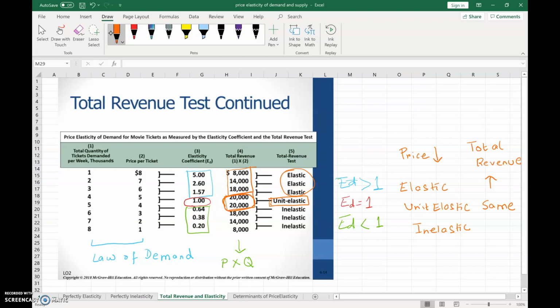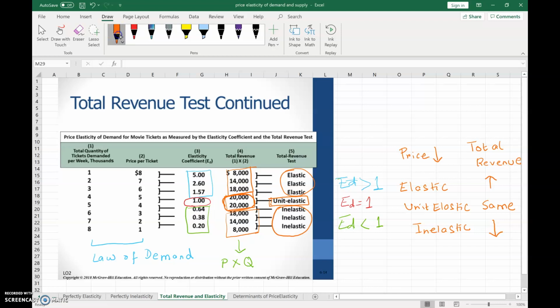Now come to the inelastic part of the demand curve. The total revenue keeps going down from 18,000 all the way to 8,000. Okay, so I can say when demand is inelastic, when price goes down, total revenue is going down.